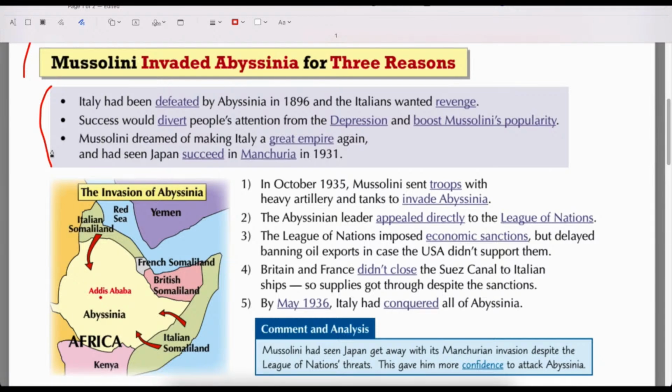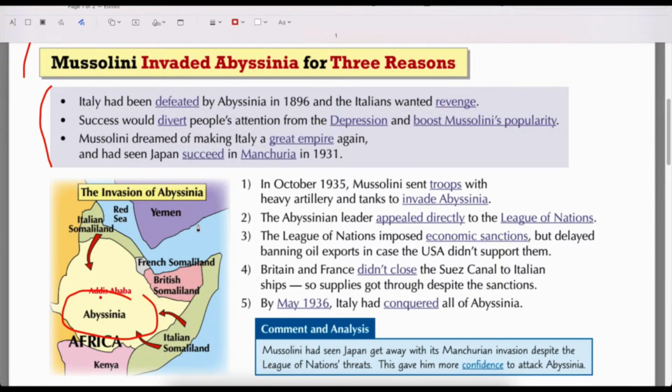Next one: success would divert people's attention from depression and boost Mussolini's popularity. Okay, so let's go on with that. Success, I mean, success on what? Firstly, in invading Abyssinia, right? Which is this area here, as we can see in this picture. So if he successfully invaded that, people's attention would change, because at that time, remember that we had a depression. And do you remember what a depression is? Depression is like an economic crisis. So people would forget a little bit about that topic, and then maybe they would focus more on this invasion, and it was successful, and then people would get happy. And of course, as Mussolini was leading that invasion, he would become even more popular, right?